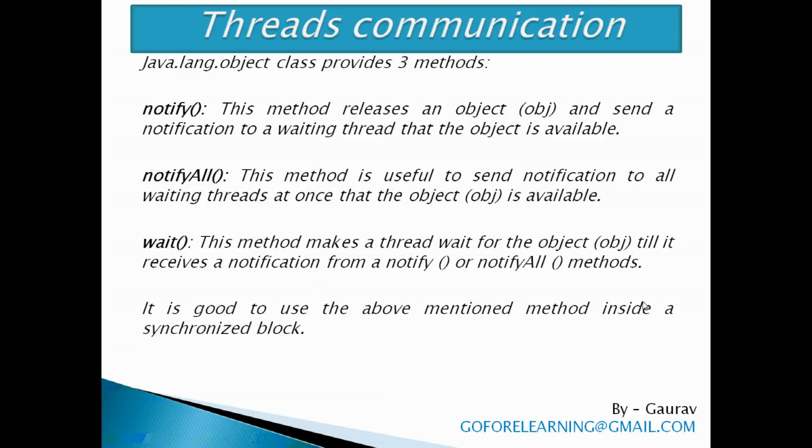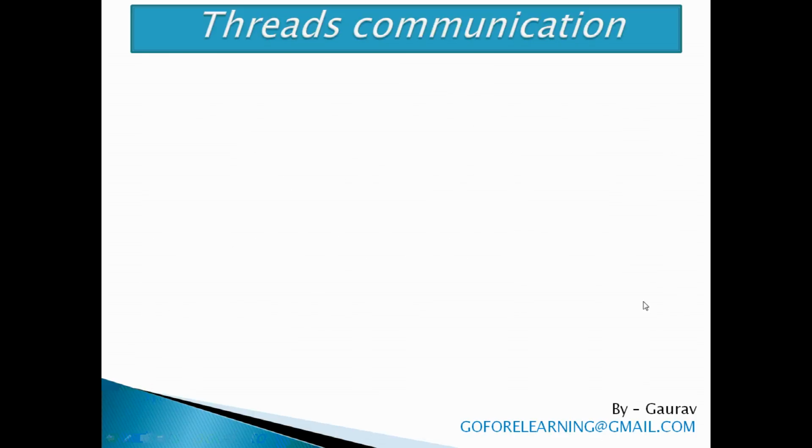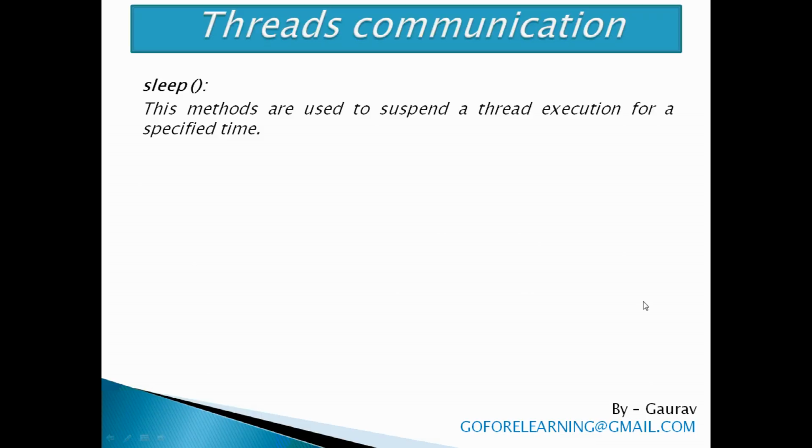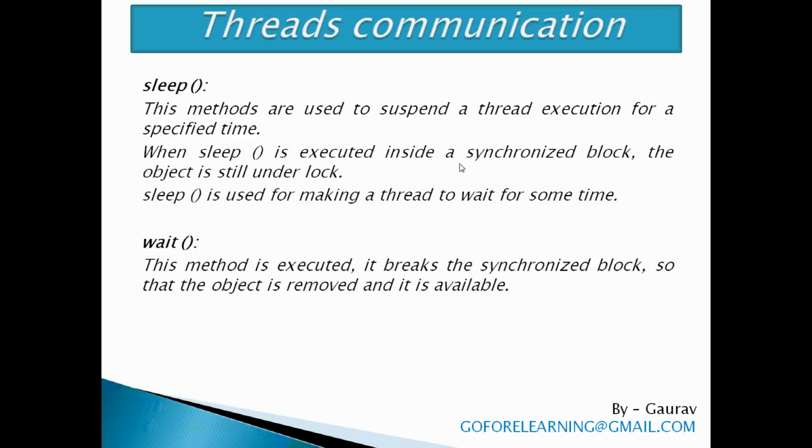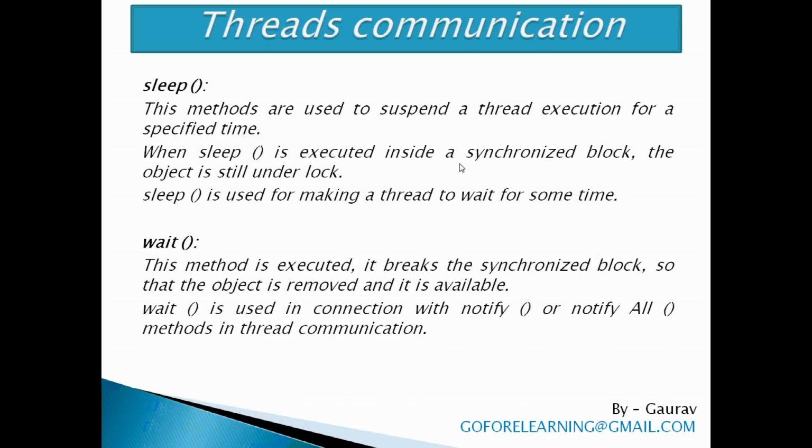What is the difference between sleep and wait method? The sleep method is used to suspend a thread's execution for a specific time. When sleep is executed inside a synchronized block, the object is still under lock. Sleep is used for making a thread wait for some time. When the wait method is executed, it breaks the synchronized block so that the object is released and available. Wait is used in connection with notify and notifyAll methods in thread communication.